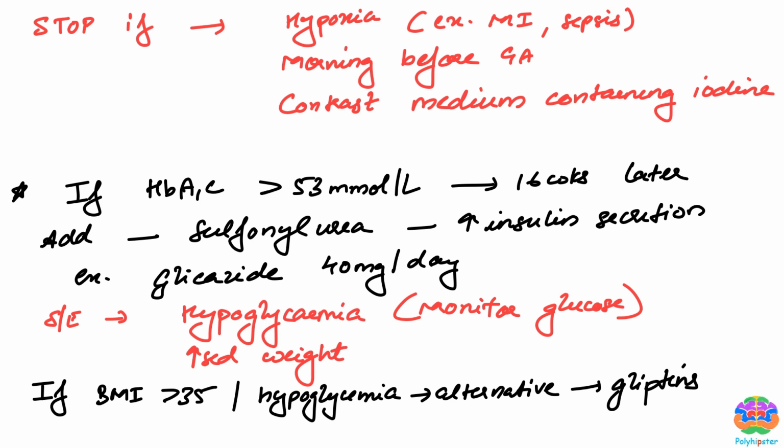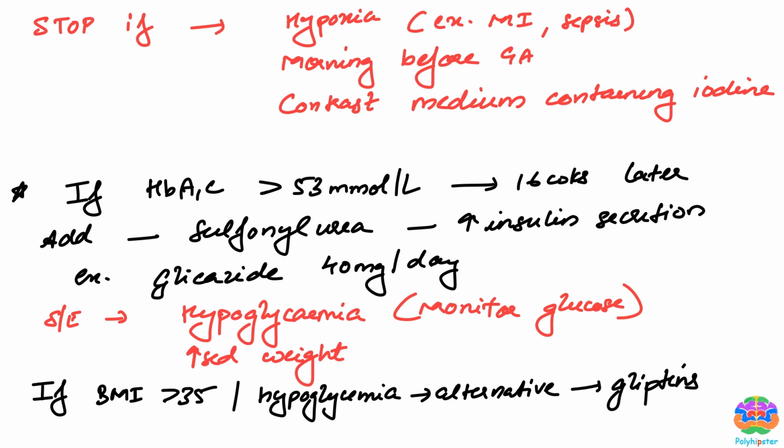And if it is still more than 53 millimoles per liter, we should add on the next drug, which falls under the sulfonylurea category. The main function of these drugs is to increase insulin secretion. Remember, metformin increased insulin sensitivity in the receptor, whereas now insulin secretion has been increased. An example of such a drug is gliclazide, which is given 40 mg per day. Here, the side effect includes hypoglycemia.